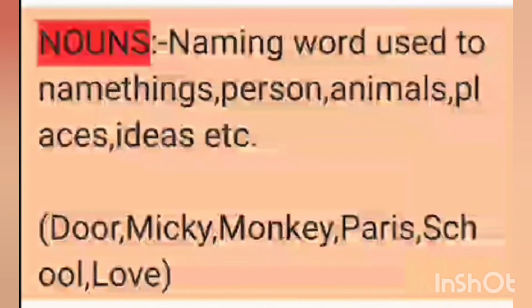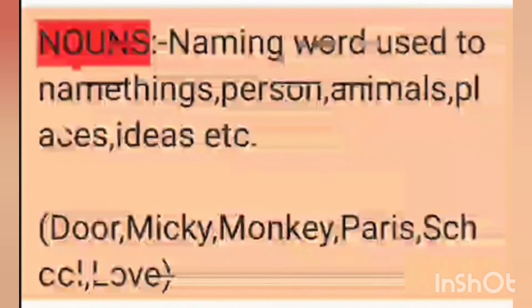Our first word class is noun. What are nouns? Nouns are naming words that are used to name things, persons, animals, places, ideas, etc. Anything that has a name is considered a noun. Examples are door, Mickey, monkey, Paris, school, love. So we can say any name that is general or specific that is mentioned in a sentence forms the noun.